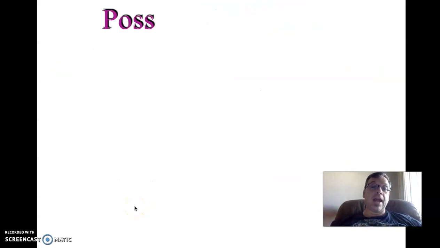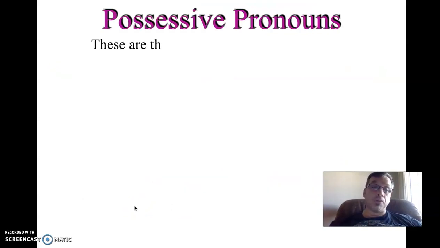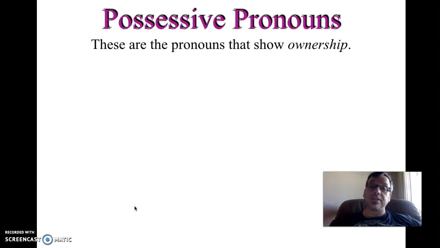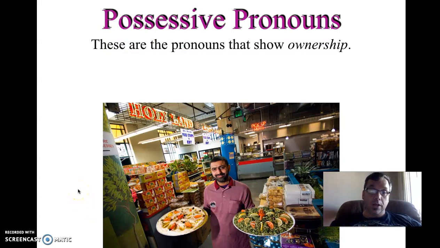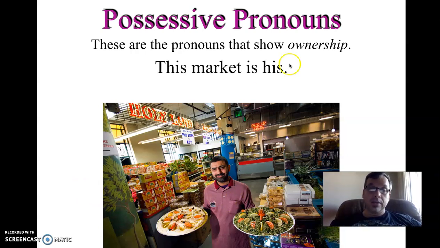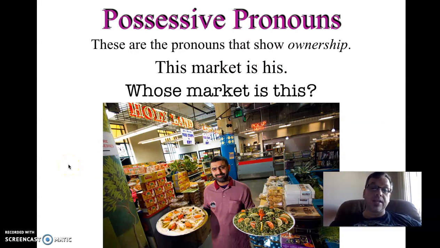Good. Now let's look at the possessive pronouns. So possessive pronouns are pronouns that show ownership again, but in a different way. Let's look at our picture. Here's a nice man with some food. Looks like he's in a market of some kind. This market here is his. Whose market is this? This man here. It is his market.